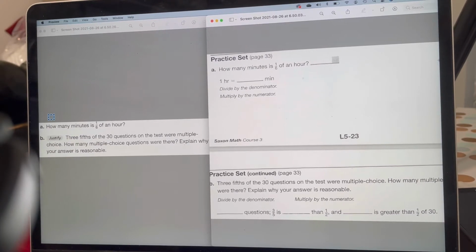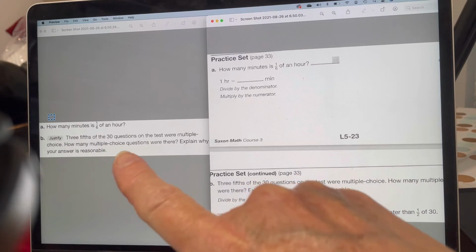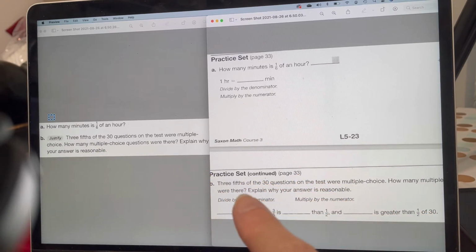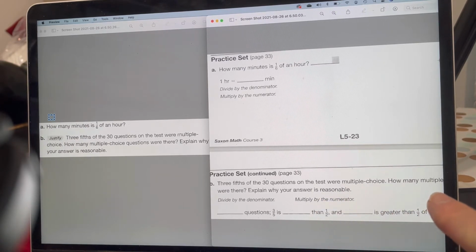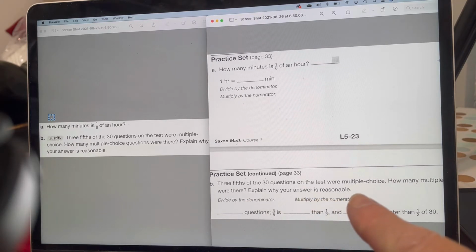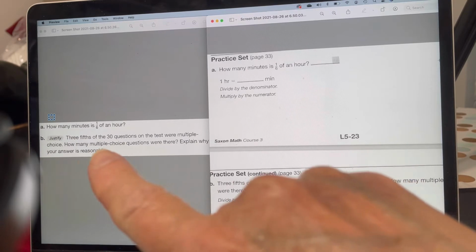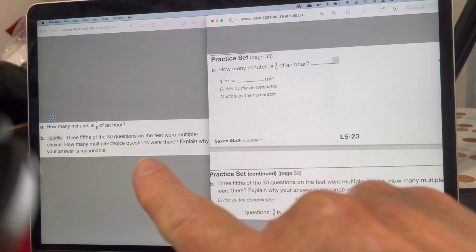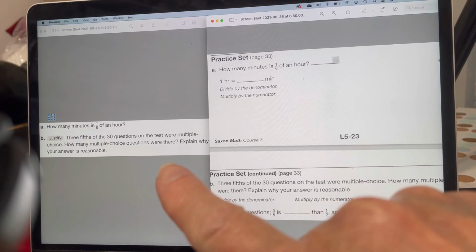Look at practice B down here. This is your workbook. This is the book problem. 3/5 of the 30 questions on the test were multiple choice. How many multiple choice questions were there? Explain why your answer is reasonable.